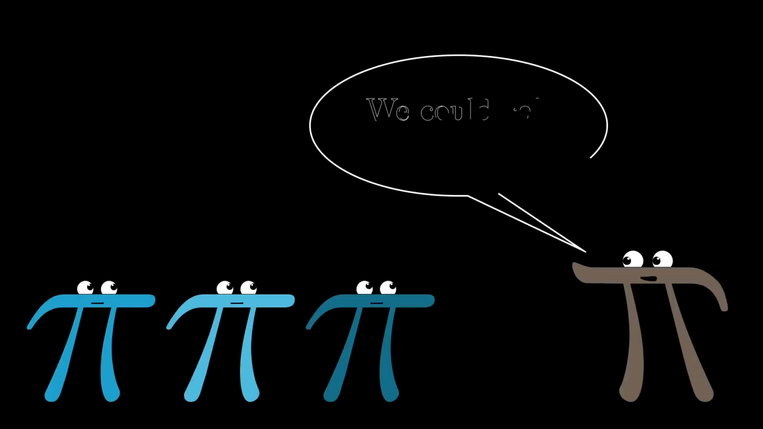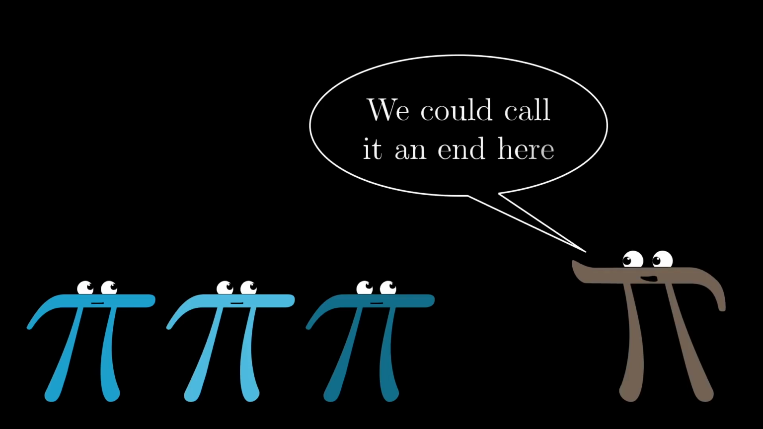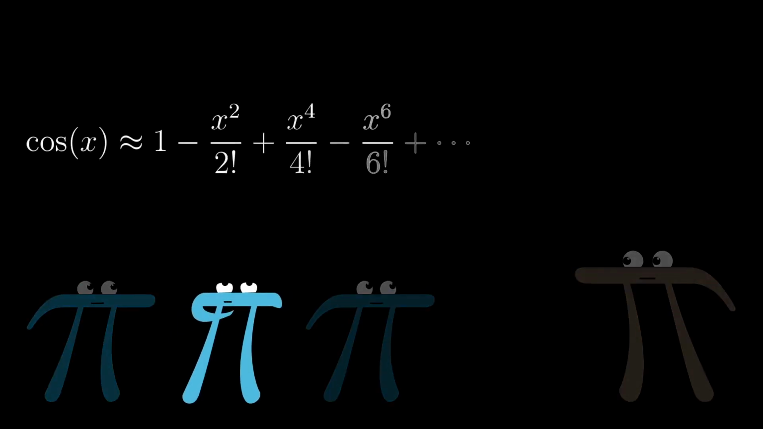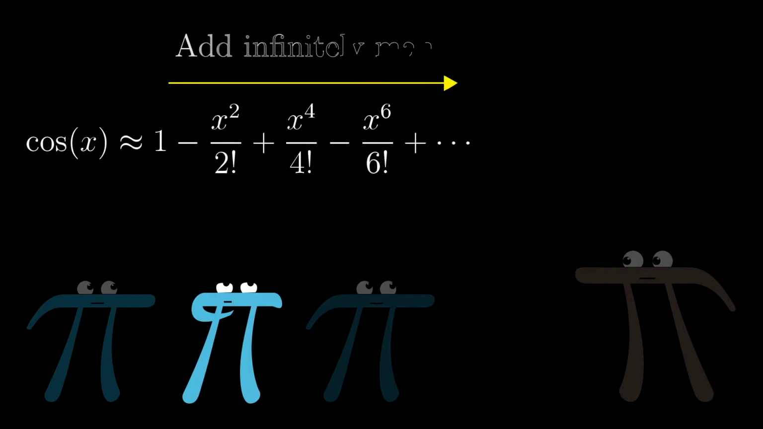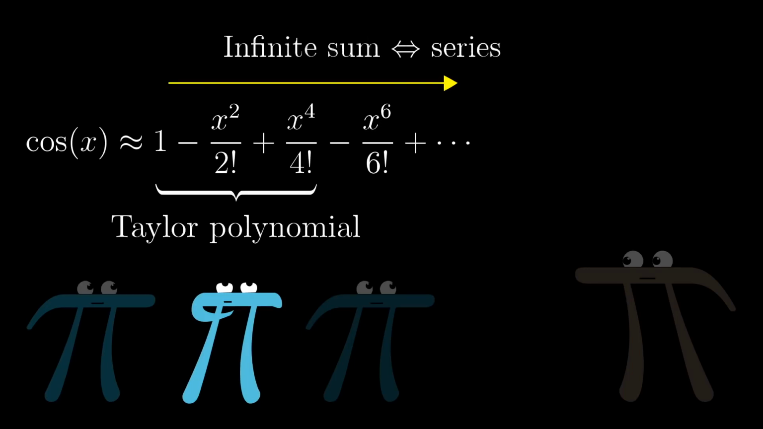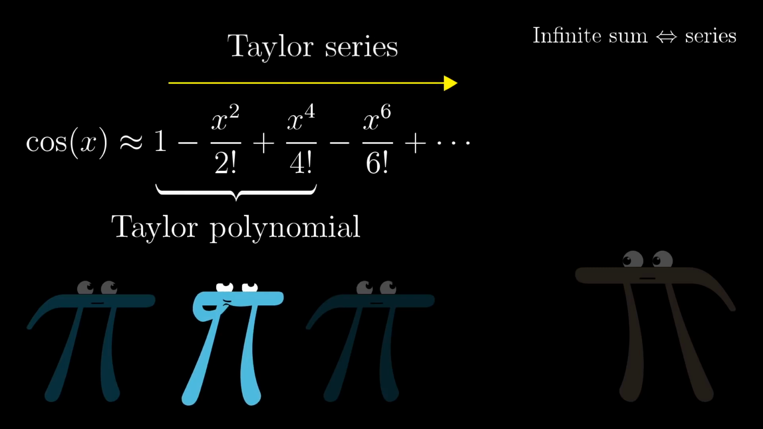If you wanted, we could call it an end here, and you would have a phenomenally useful tool for approximations with these Taylor polynomials. But if you're thinking like a mathematician, one question you might ask is whether or not it makes sense to never stop and just add infinitely many terms. In math, an infinite sum is called a series. So even though one of these approximations with finitely many terms is called a Taylor polynomial, adding all infinitely many terms gives what's called a Taylor series.